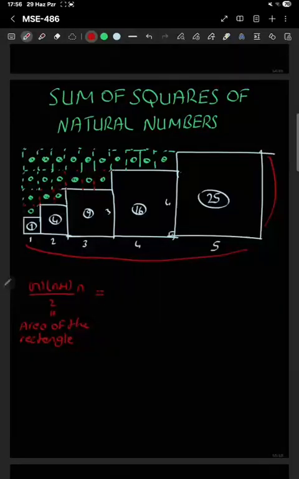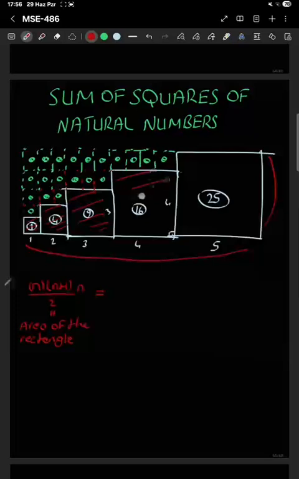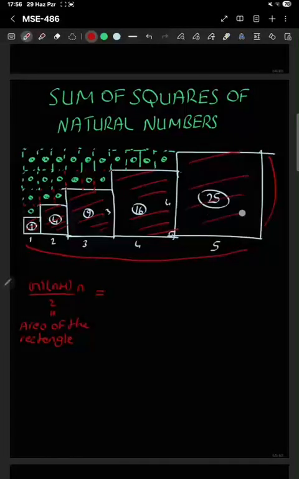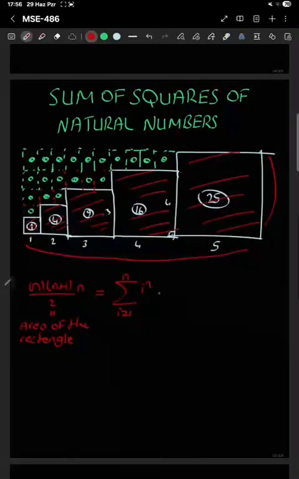So what do we have? Here we have the sum of these areas. This is what we need to find at the end. And here I can represent it maybe by using a series, the sum from i = 1 to n of i squared. But how can we find the sum of the areas of these small unit squares?